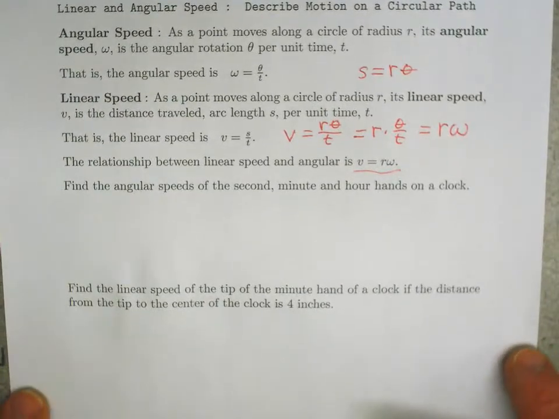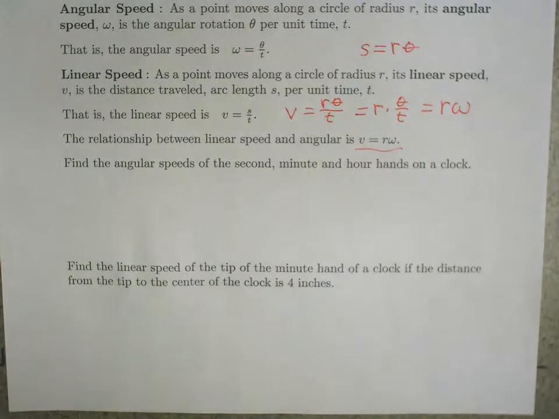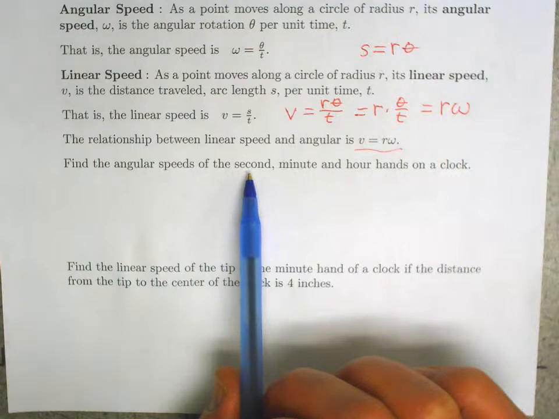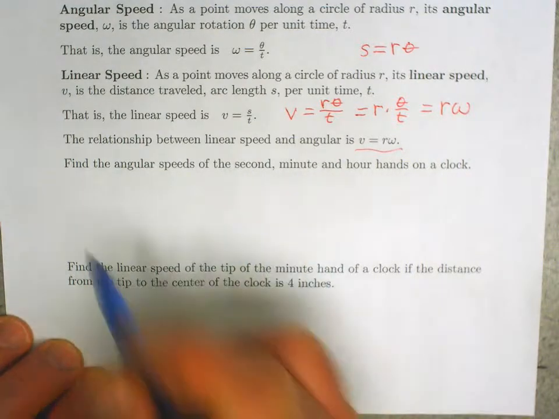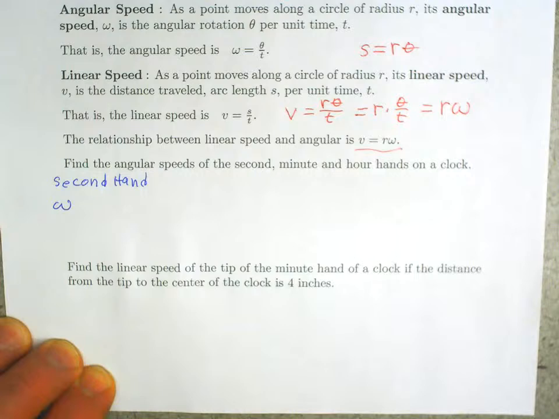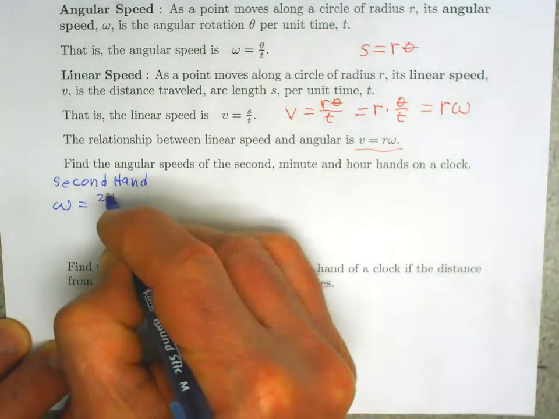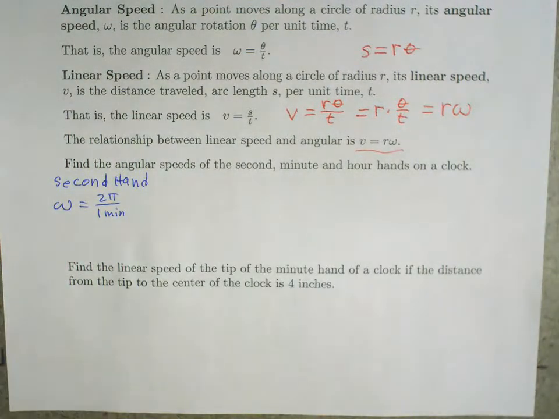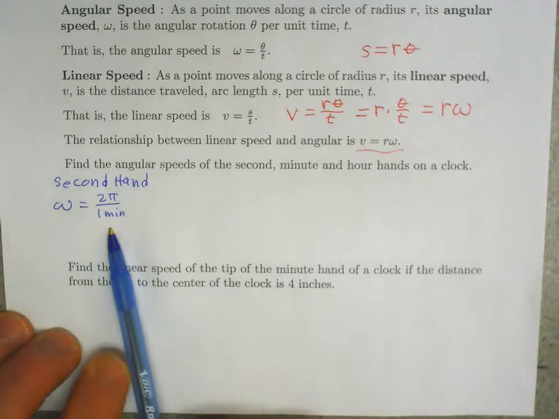Okay, let's consider a clock that has three hands. One is a second hand, one is a minute hand, and the other is an hour hand. So what are the angular speeds? Well, we know that the second hand makes one revolution in 1 minute. So for the second hand, the angular speed is 2 pi radians per 1 minute. Or you could say 2 pi radians per 60 seconds, but we'll just leave it as 2 pi radians per 1 minute.